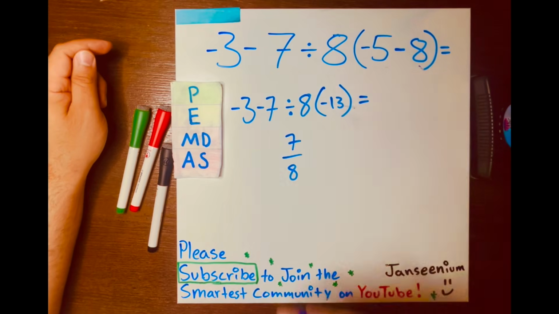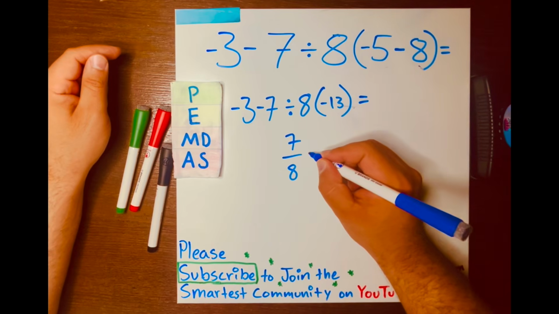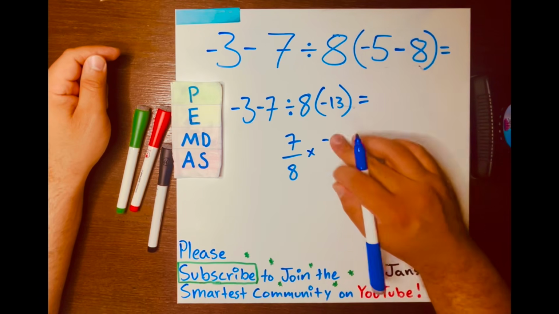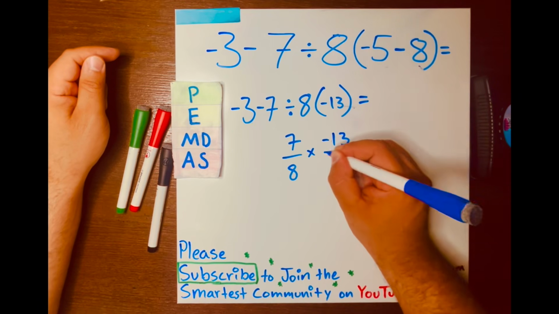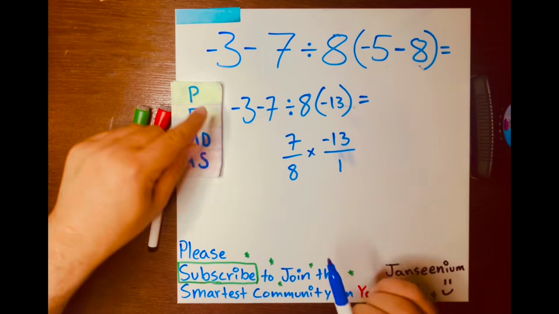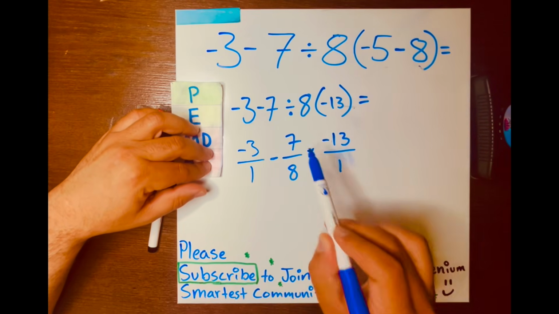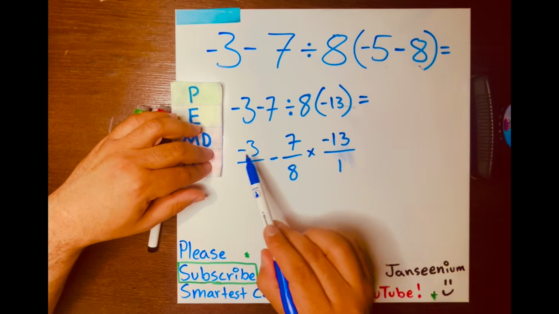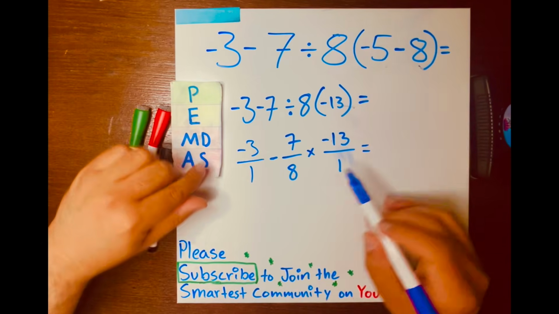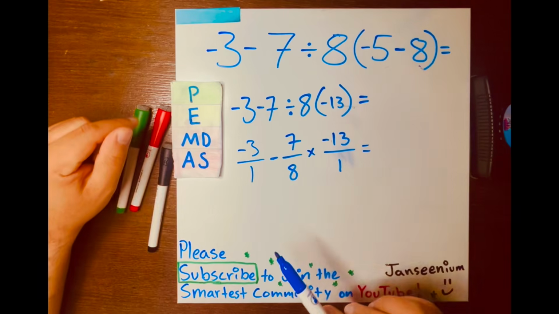And let's turn the other numbers into fractions as well to make the math fun and easy. So this is times -13 over 1, which equals -13, does not change the -13. And then -3 over 1 minus, we already have 7 over 8, and -3 over 1 equals -3, does not change the -3. Now we're looking at this, and PEMDAS is saying that multiplication goes first, not subtraction.